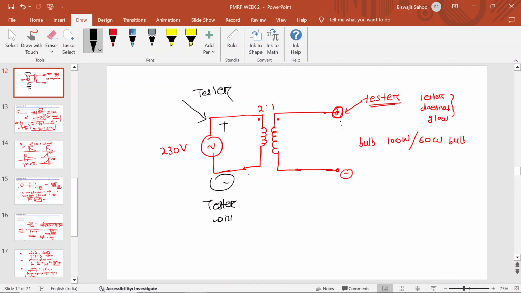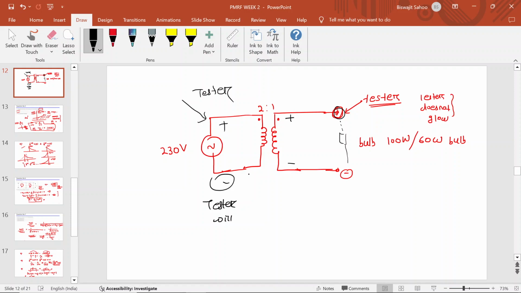But why is that the case? Whenever a bulb is connected, the tester will not glow. Because this is a polarity: if this is positive, then this terminal is also positive. This is negative, meaning the tester should glow here. Yes, sir, it should glow. But actually when the load is not there the tester glows, but when the load is there the tester will not glow.